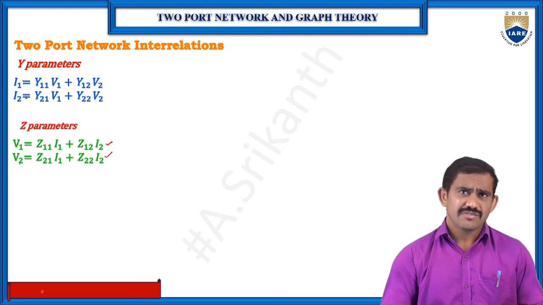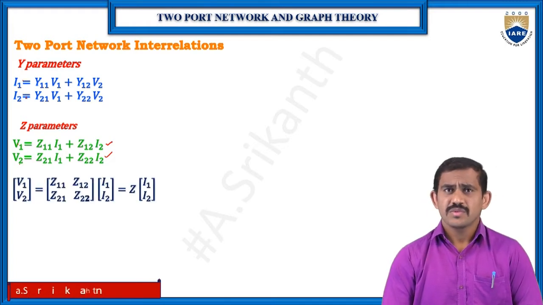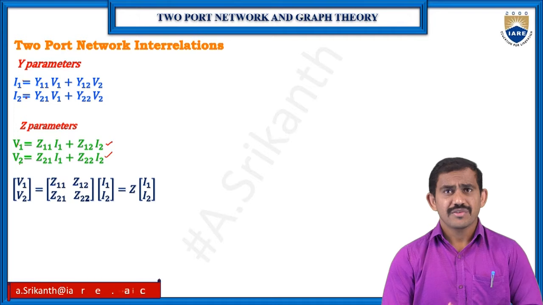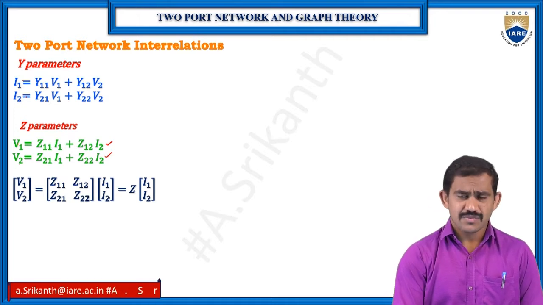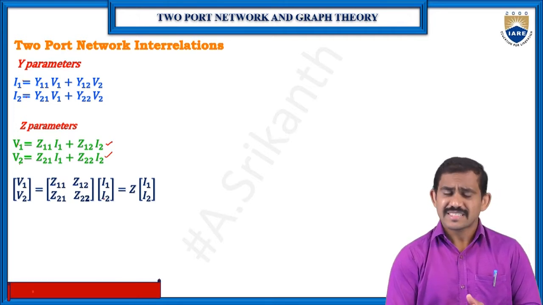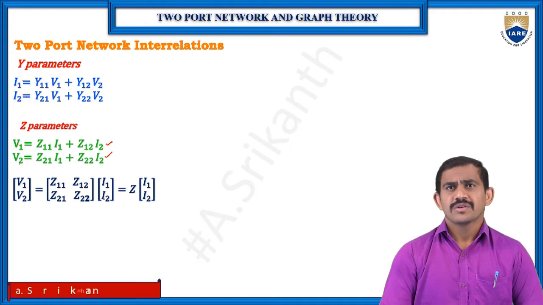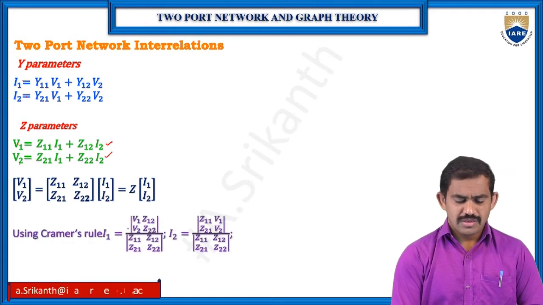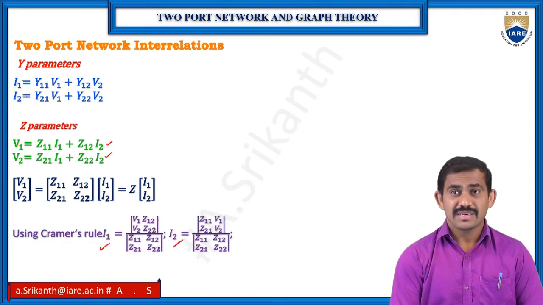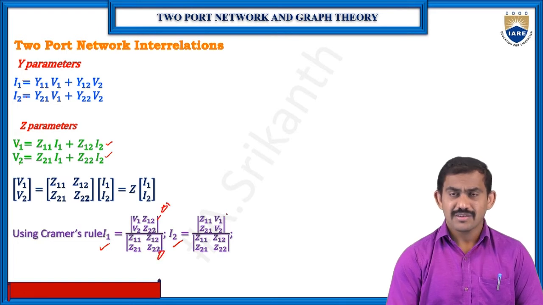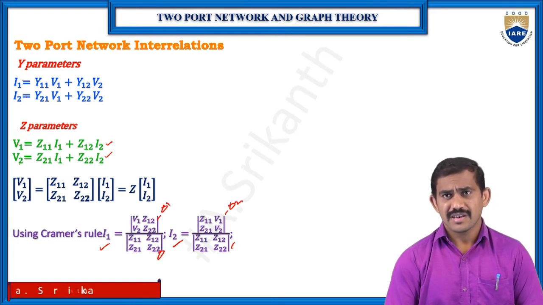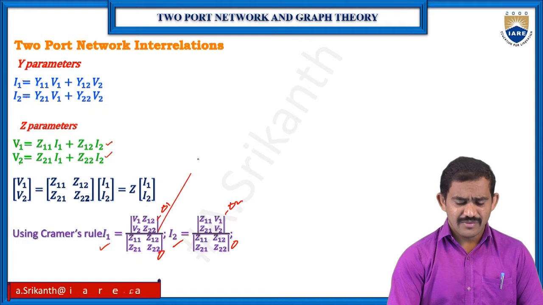Now again, just convert into matrix form. From that matrix form, you can write the i1 value, same as we have already discussed in y parameters, same thing in z parameters also. So i1 and i2, this is your del 1 and this is your delta value, and del 2 and this is your delta value. Now consider any one value.